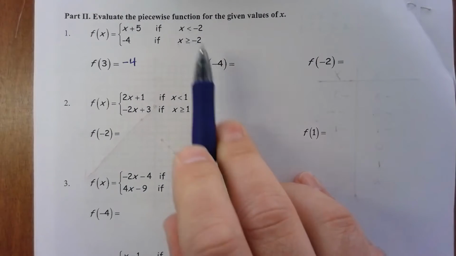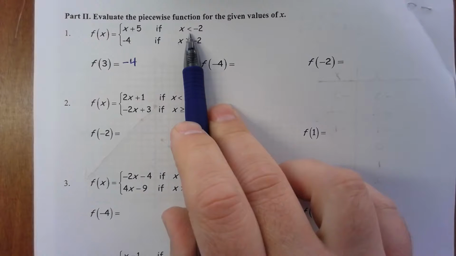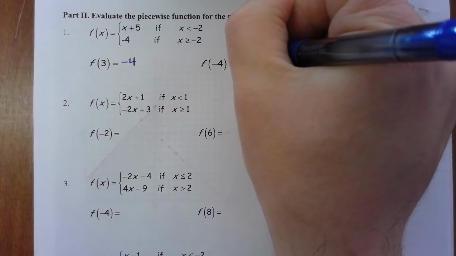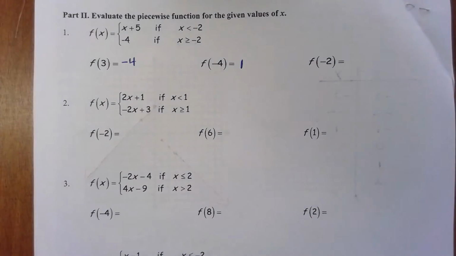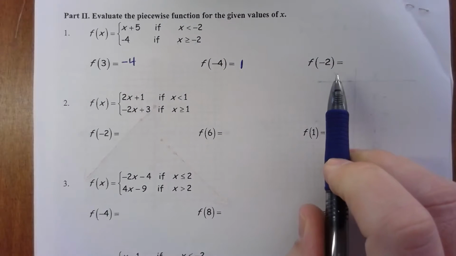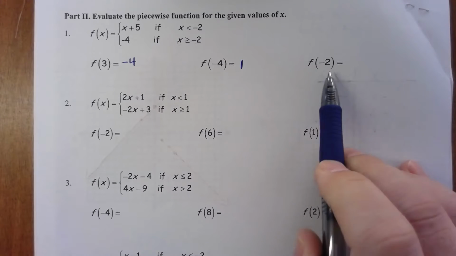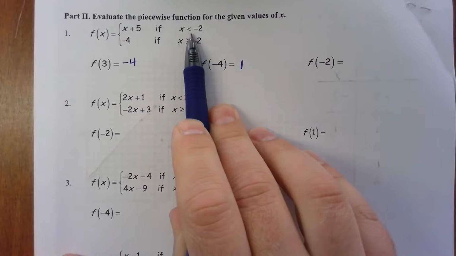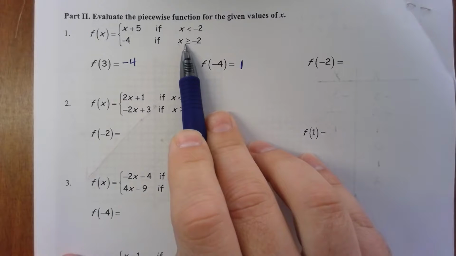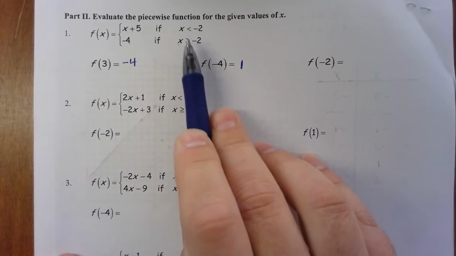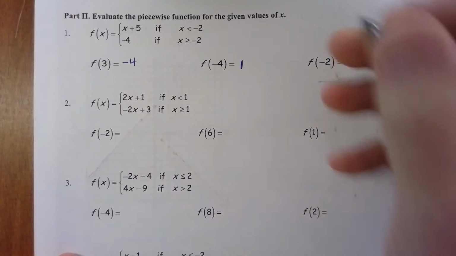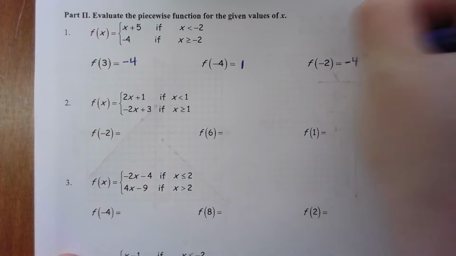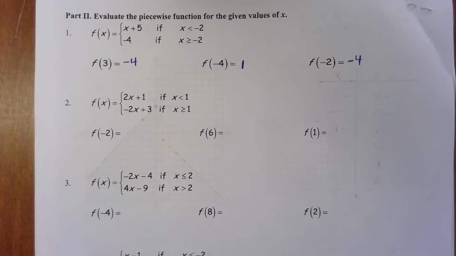So is -4 less than -2? Yeah. So -4 plus 5 is 1. And now, is negative 2 less than negative 2? No. Negative 2 is greater than or equal to negative 2. It's that "or equal" that you've got to look out for in these things. So f of negative 2 is negative 4.